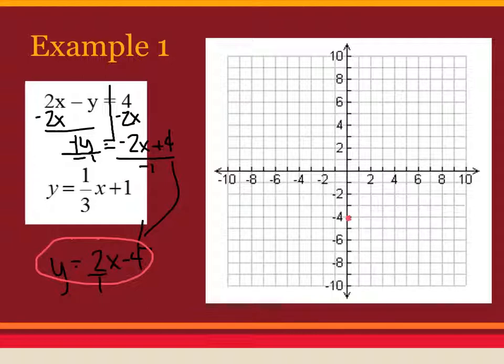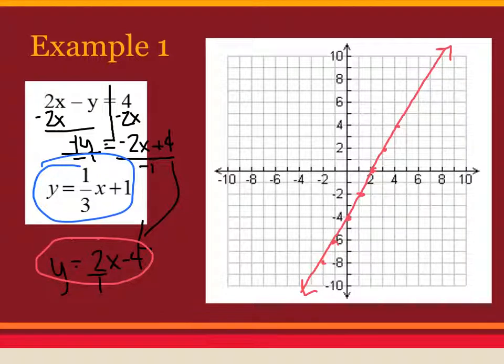Our rise is 2, our run is 1, and we can continue that on your graph, so you're doing this on your paper as well. And remember that the opposite of rising 2 and running 1 is to go down 2 and to the left 1, and we make our line through all of these points. You'll want to remember to continue it off the graph and to put your arrows on either end because this line does continue.